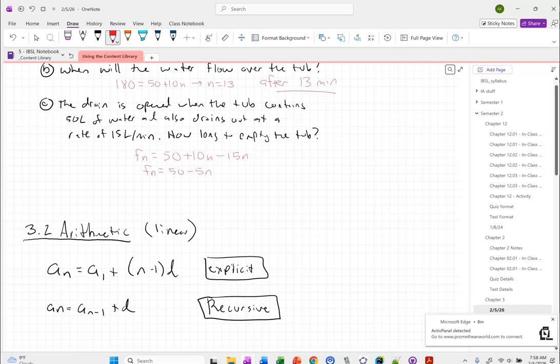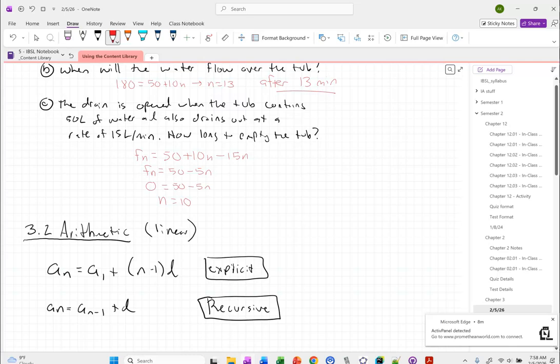When is the tub empty? How do I know the tub is empty? Yeah, when there's 0 liters of water, so we put 0 in for f of n. And then we just solve for n, get 10 minutes. Everybody feel okay? Fairly simple, right? This is like a pre-algebra level story problem.